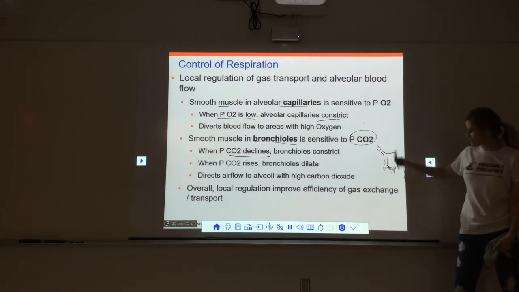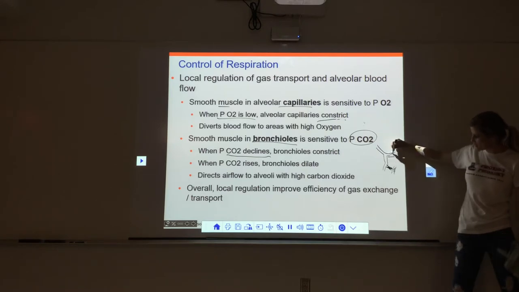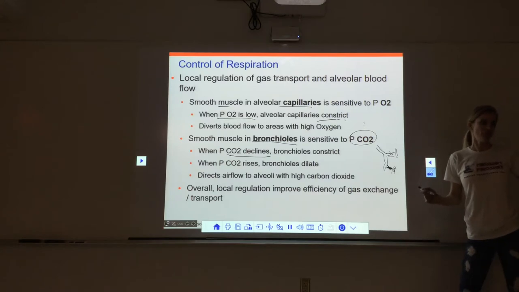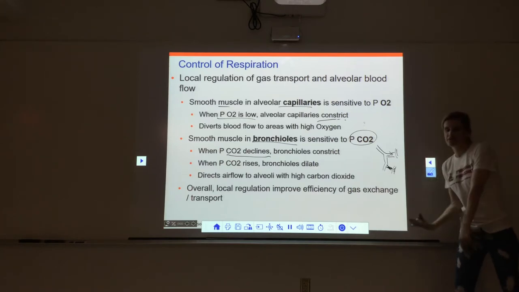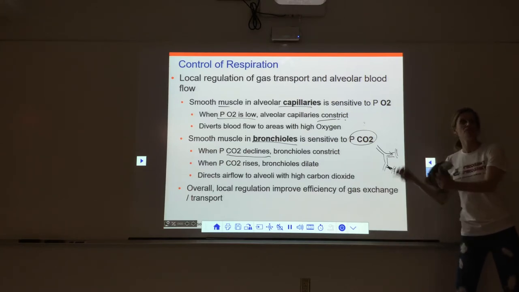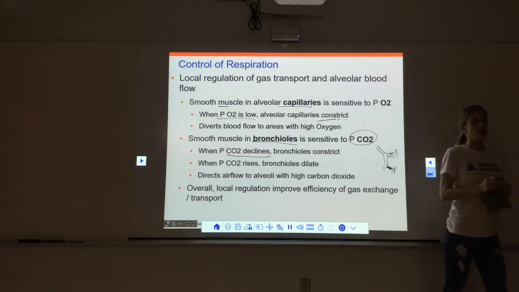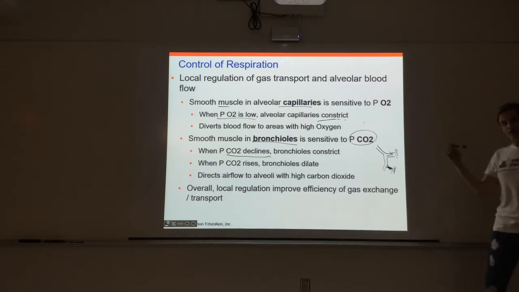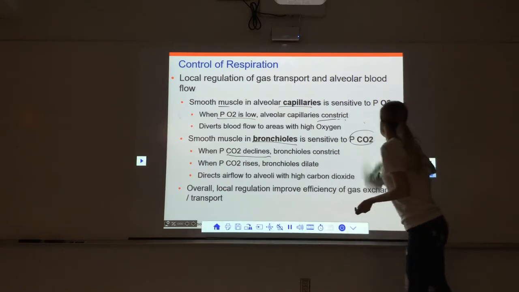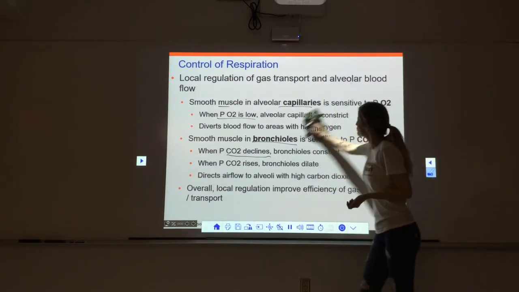So you want to constrict this bronchiole and divert the air to, say, over here where maybe this blood has a lot of CO2 to pick up. Okay, so the air is only going to the places where it can pick up CO2. The blood's only going to the places where it can pick up oxygen. So you can coordinate blood flow and airflow to make this as efficient as possible.